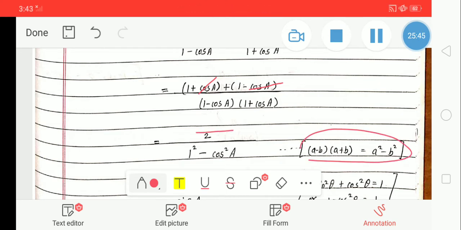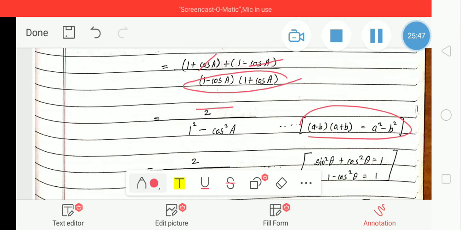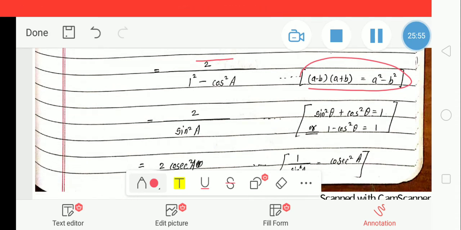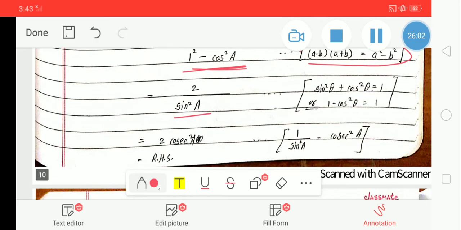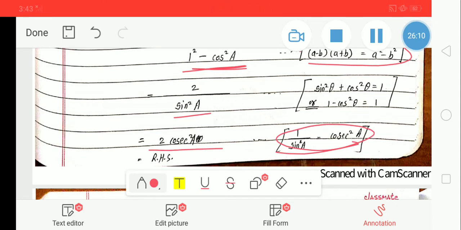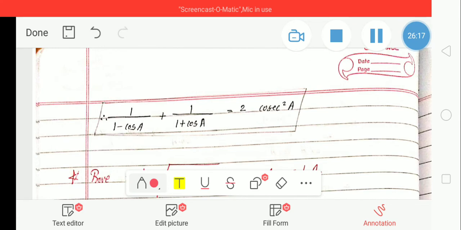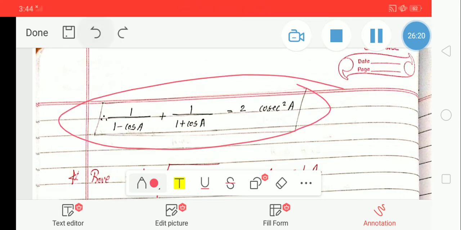Now we use this formula, this equation, 1 square minus cos square A, because A minus B times A plus B is equal to A square minus B square. We know that sin square theta plus cos square theta is equal to 1. We are using this, so sin square A. We know that 1 upon sin square theta is equal to cosec square theta. So we are using this, so 2 cosec square A, RHS. So LHS is equal to RHS, hence proved.